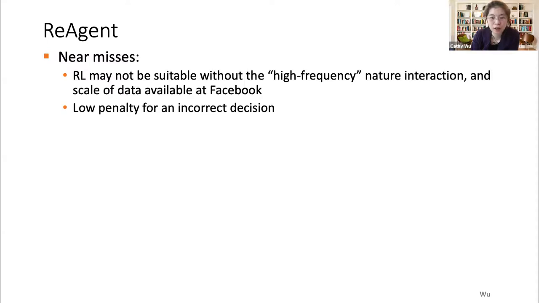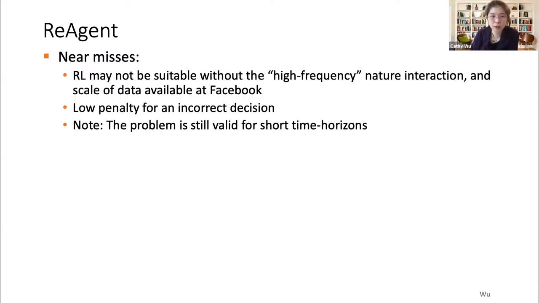Also interestingly, this problem is still valid for short time horizons. I said I could not find gamma, and it doesn't matter because the time horizon could have been 1, 2, or 3, and it's still a valid problem. If instead this were a control problem and we were to solve a problem for three seconds rather than 10 seconds, that problem may not be valid.